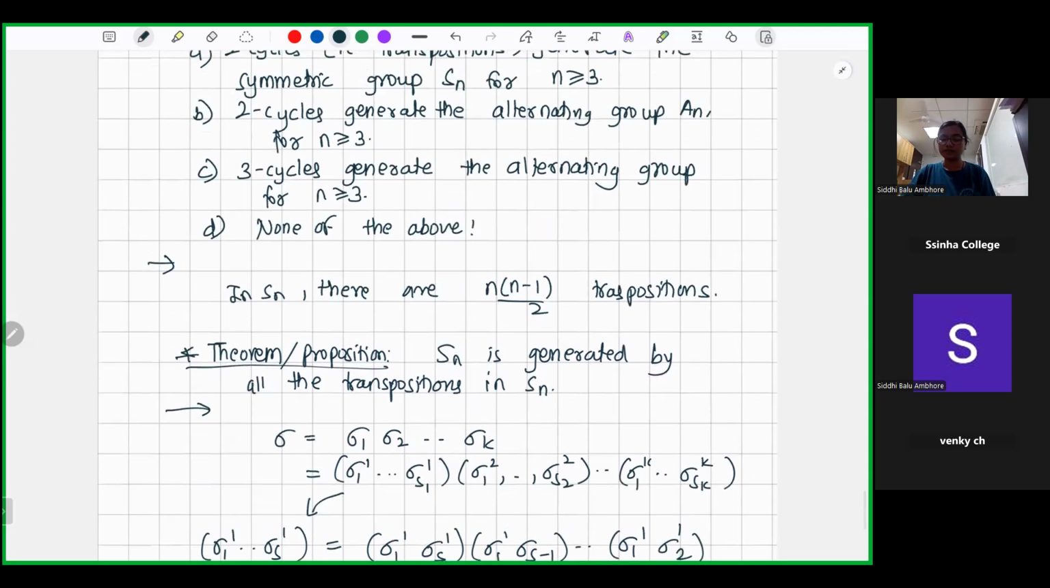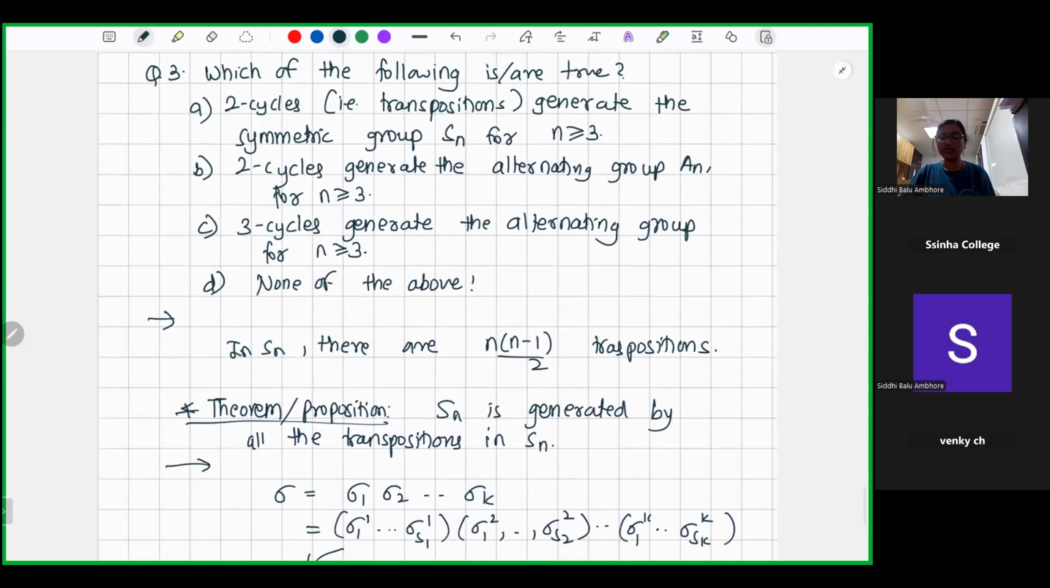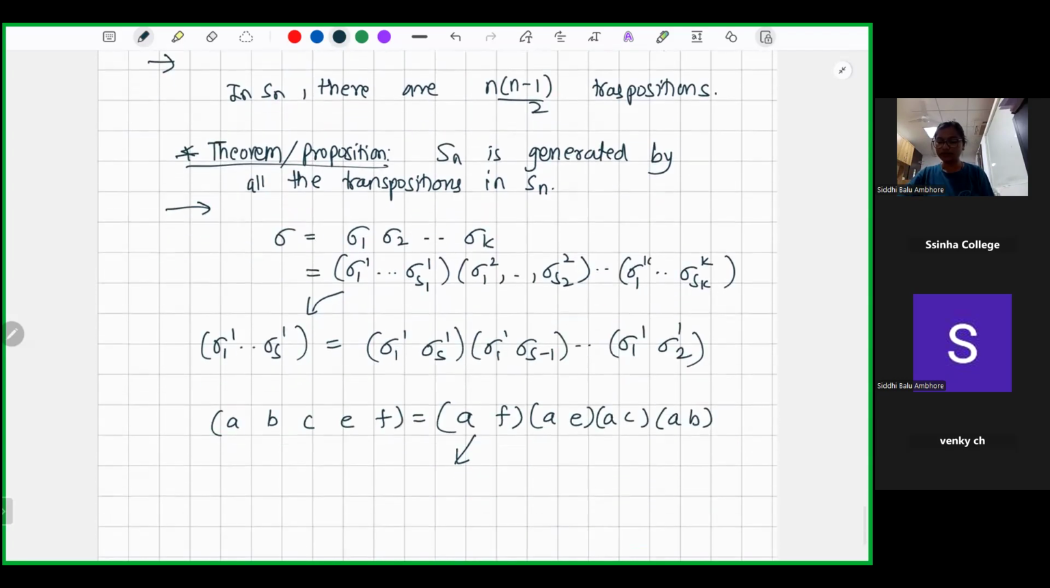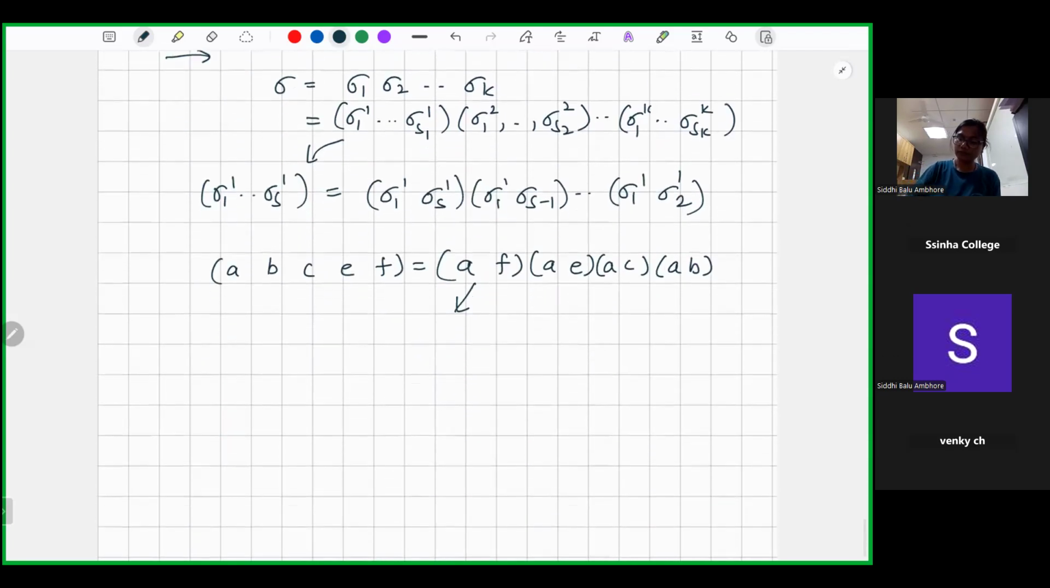Therefore, that these two cycles generate the symmetric group is completely true. Any doubts here? I hope you all have been through the lecture. Even if you have not, and you are still confused about this, note what this does.